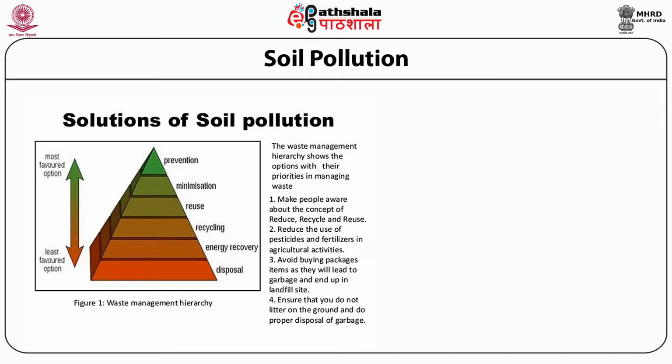The major waste management measures include making people aware of the concept of the 3 R's: reduce, recycle and reuse. Reduce the use of pesticides and fertilizers in agricultural activities, then avoid buying packaged items, as they lead to garbage and end up in landfill sites. Also ensure that you do not litter on the ground, and dispose of garbage properly. Buying biodegradable products is the best solution for controlling soil pollution.